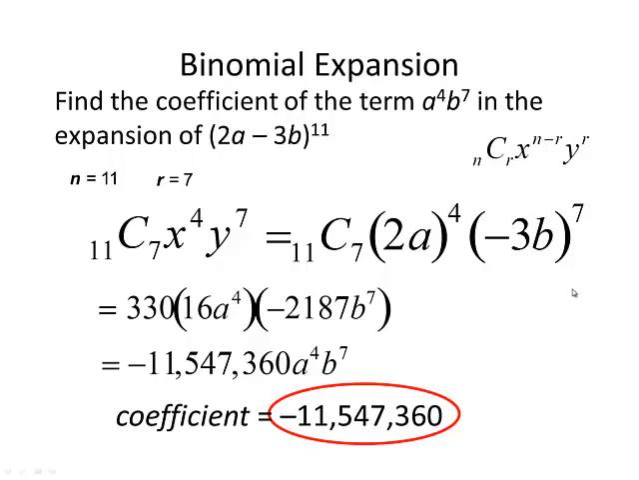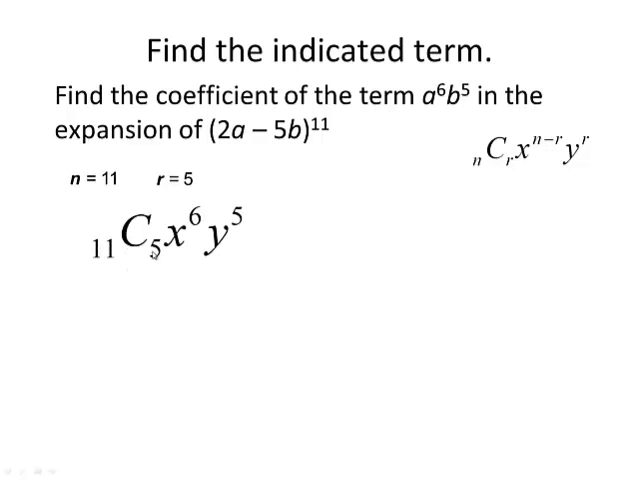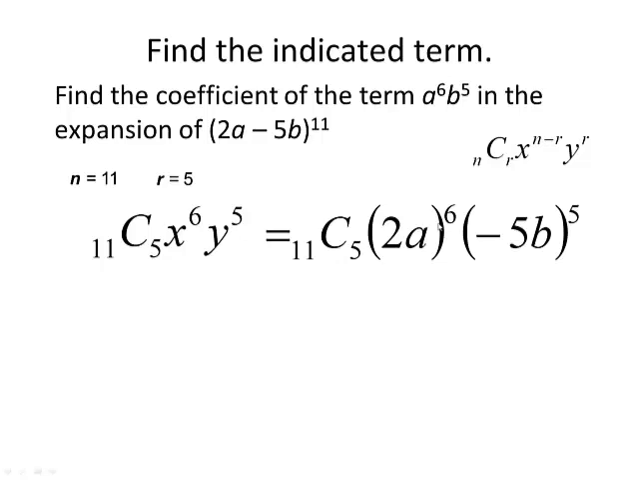One more, last example. Okay, find the coefficient of the term that has a to the 6th, b to the 5th in it, coming from this expansion. Well, I know the r is 5, and n is 11. So when n is 11 and r is 5, I put that all together in here. I got 11c5, x to the 6th, 11 minus 5 is 6, and y to the 5th. And putting 2a for x and negative 5b for y, I get this.